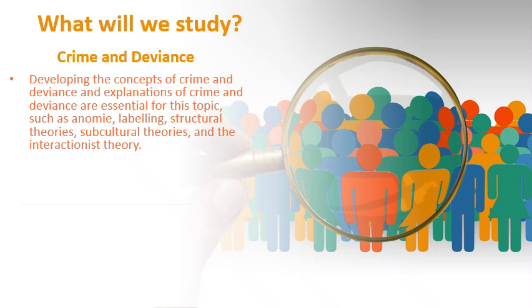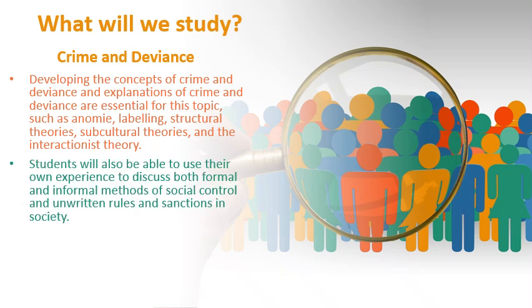We look at different theories to do with what causes someone to commit a crime, and then what happens to somebody if they have committed a crime, spent their time in prison and then been released. Does society treat them differently? Or do they have equality? If so, why? You'll be able to use your own experience to discuss formal and informal methods of social control and unwritten rules and sanctions.